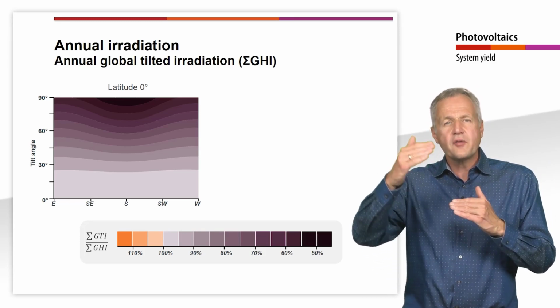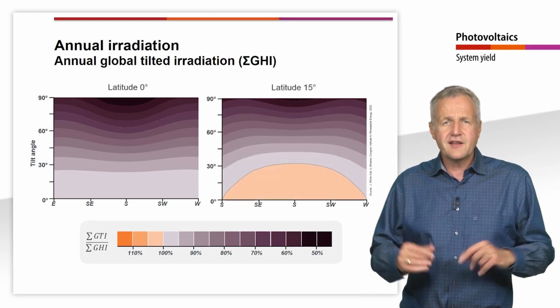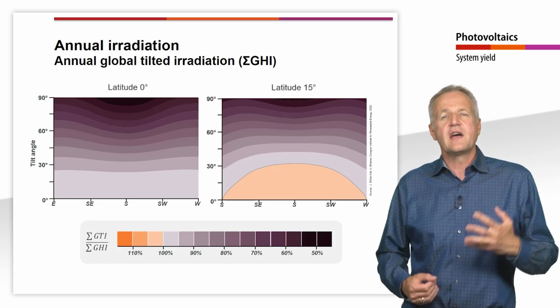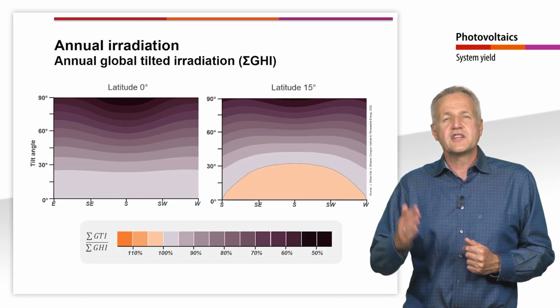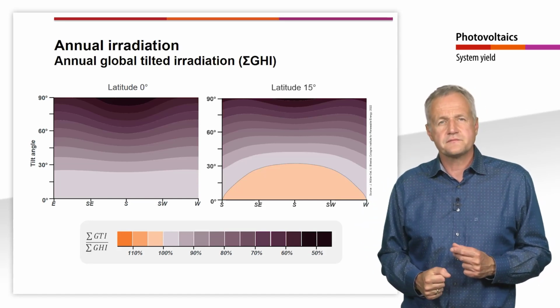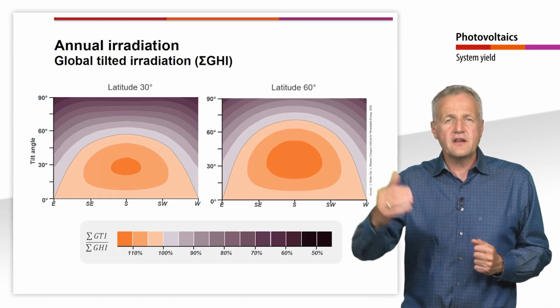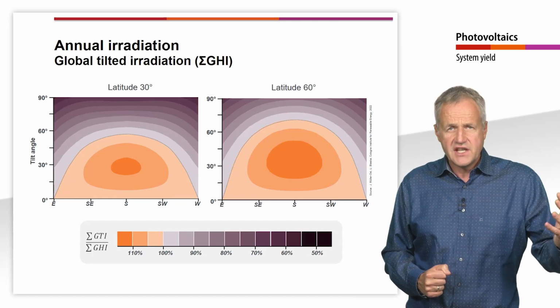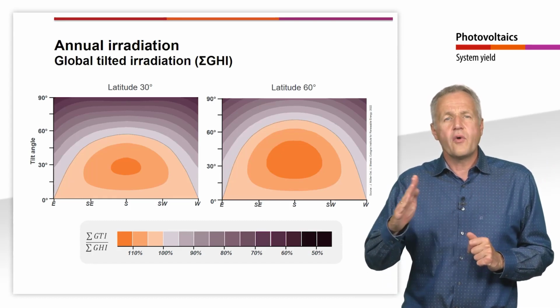If we move away from the equator, the situation changes. At the 15th latitude, the annual GTI is already 3% higher than the annual GHI at an angle of inclination of 15 degrees. With increasing distance from the equator, the ratio between annual GTI and annual GHI on the horizontal surface becomes even more extreme.